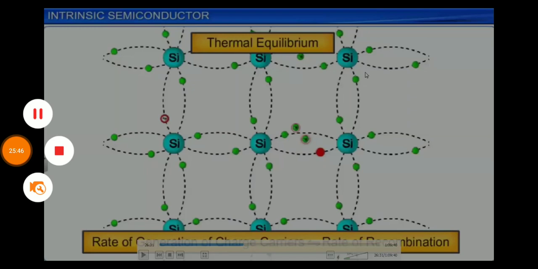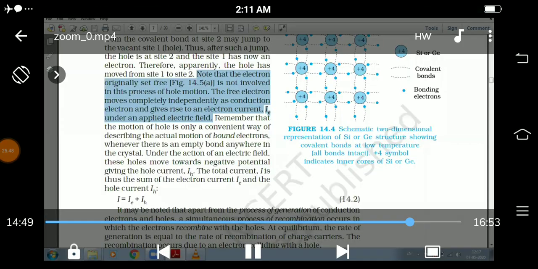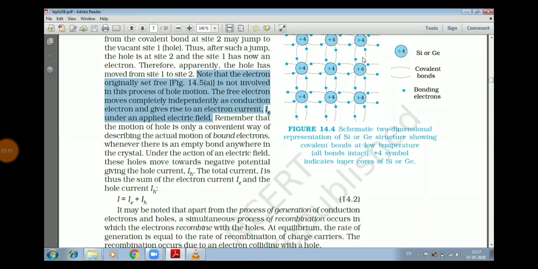In thermal equilibrium, underline this word, children. Note that the electron originally set free is not involved in this process of hole motion. The free electron moves completely independently as a conduction electron and gives rise to a current. The current is known as IE. That is the electron current. Clear? Then one more line. Under the action of an electric field, the holes move towards the negative potential, giving the hole current, known as IH. What is the total current? I equals IE plus IH.